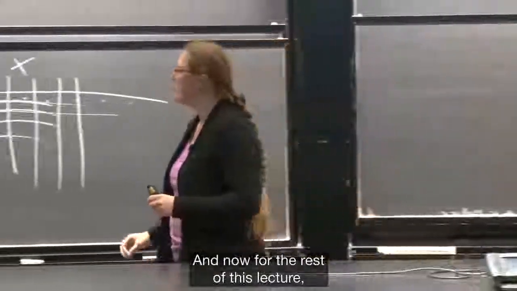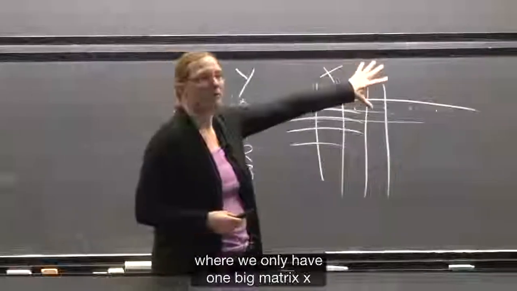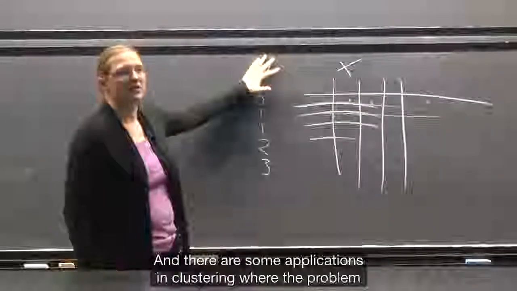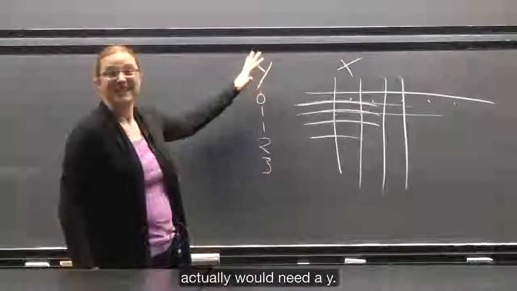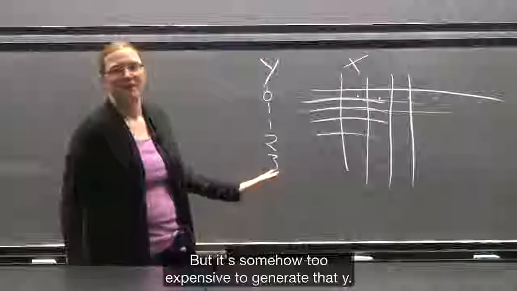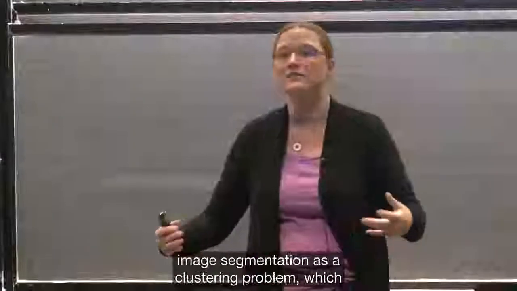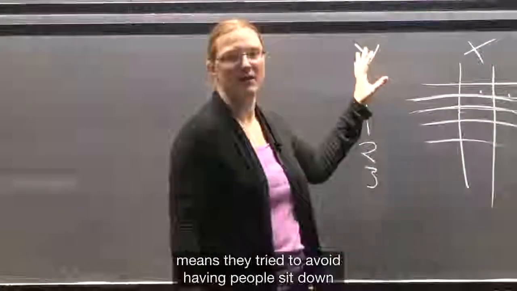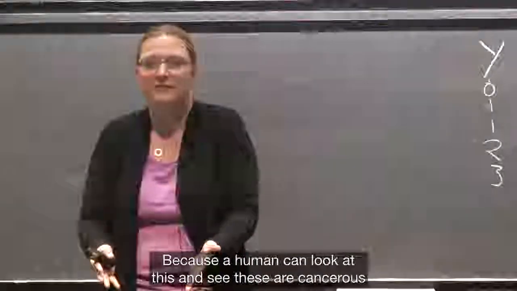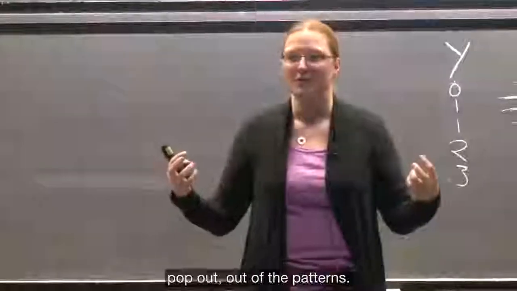And now for the rest of this lecture, I'm going to talk about methods which do not use Y. So we're going to look at the problem where we only have one big matrix X, and we're missing this label information. And there are some applications in clustering where the problem actually would need a Y, but it's somehow too expensive to generate that Y. For example, in the beginning, people were too lazy to label images, and they approached image segmentation as a clustering problem, which means they tried to avoid having people sit down and mark all the neurons in an image, all the cancer cells. They were hoping that these structures would just somehow pop out of the patterns.